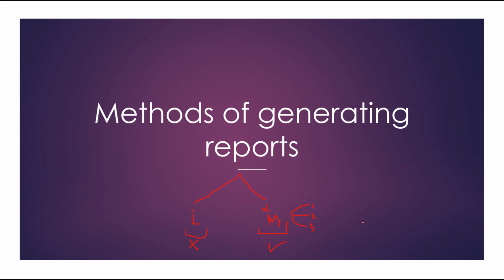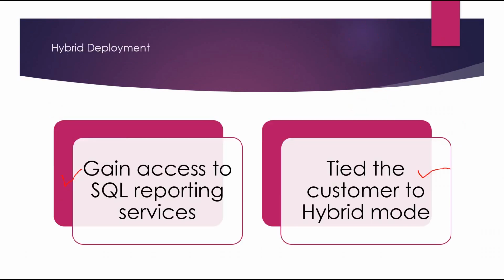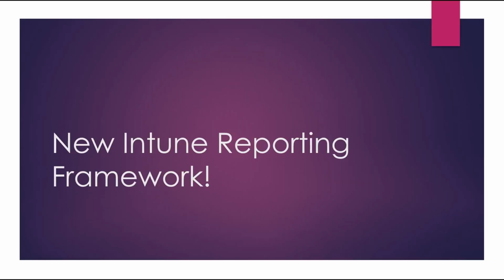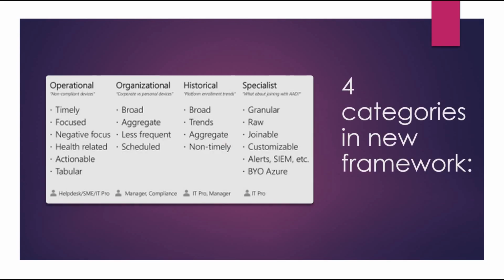And all these three ways are improved. How are they improved? They are improved because of the new reporting framework. The framework used by the Intune service to generate the report has changed to a large extent, and there are a lot of things that we have incorporated into the framework behind generating the report. The framework right now can be divided into four broad categories.